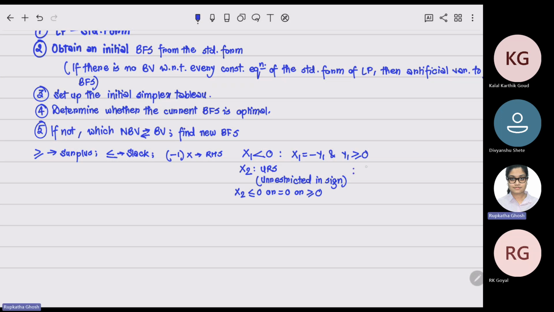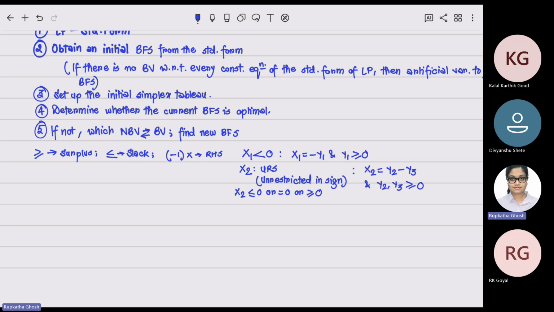Okay, in this case, what you can do is write x2 is y2 minus y3, where y2, y3 is greater than or equal to 0. That's it. So let's say if your y2 is 5, y3 is 6, x2 is -1. y2 can be 6, y3 can be 5, 1, or both can be 0. So this is the simple transformation that you have to do.